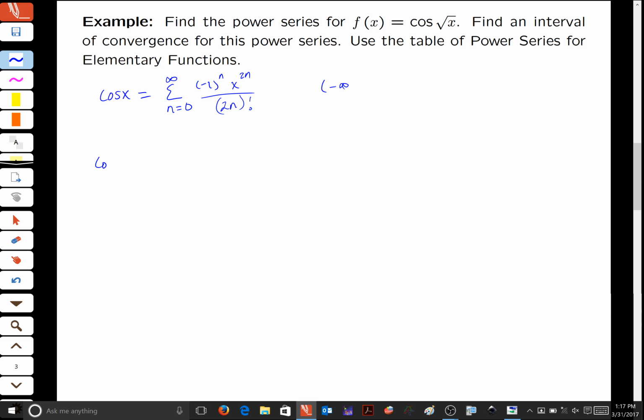Negative infinity to infinity. Now, what is cosine of the square root of x? Remember, square root of x is x to the 1/2. So plug that in.